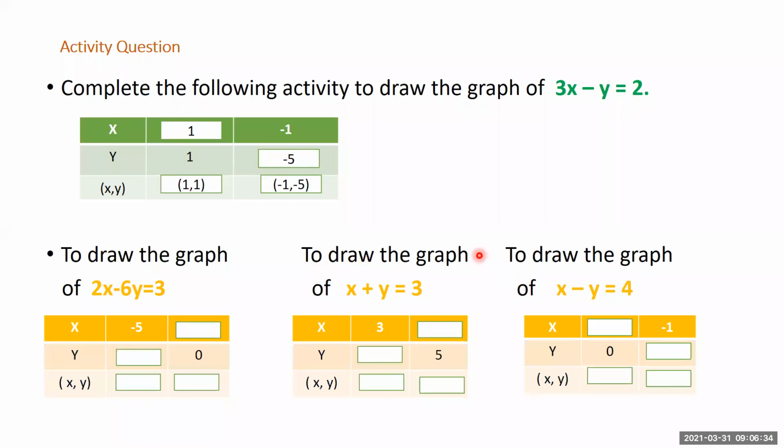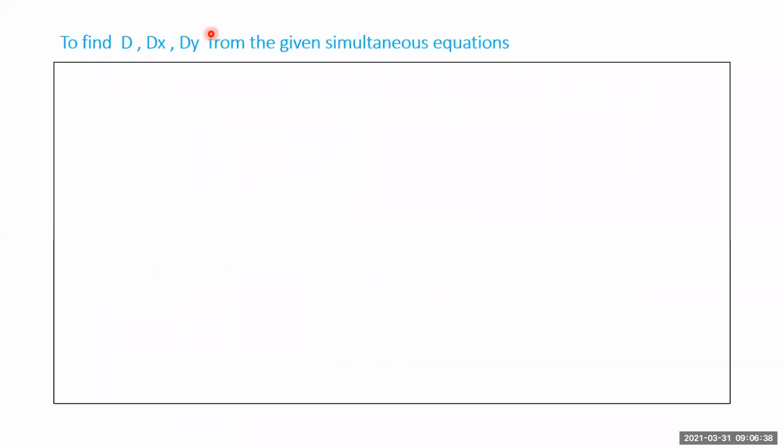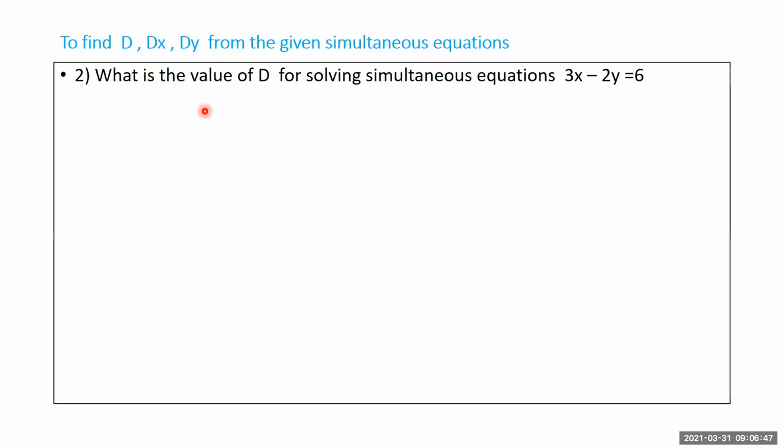Yes. So we'll go to the next question. Next, to find d, dx, dy from the given simultaneous equations. Okay, given equations. So how will this type of question be asked? What is the value of d? You know, Cramer's rule means d, dx, dy, x and y. These are the 5 factors you're supposed to find out.